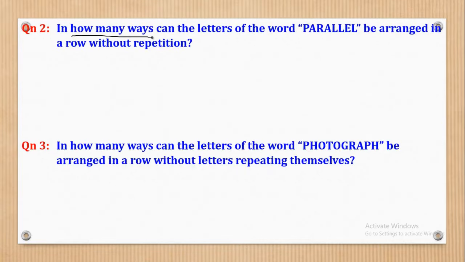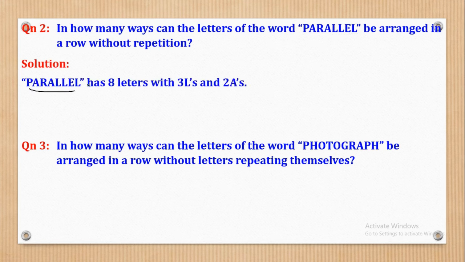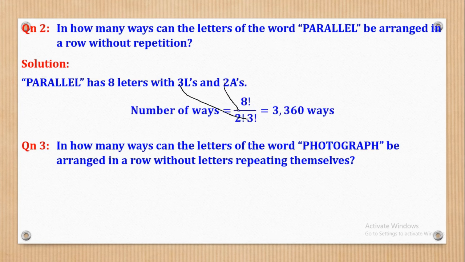Question 2 says, in how many ways can the letters of the word parallel be arranged in a row without repetition? So if you analyze the word parallel, it has 8 letters, 1, 2, 3, 4, 5, 6, 7, 8. But the ones which are identical, we have 3 L's, 1, 2, and 3. Then we also have 2 A's, 1, 2. Therefore, the 8 will be in the numerator, and 3 will be in the denominator, and 2 will also be in the denominator. So when I use the calculator, the whole of this will give me this, which is required.